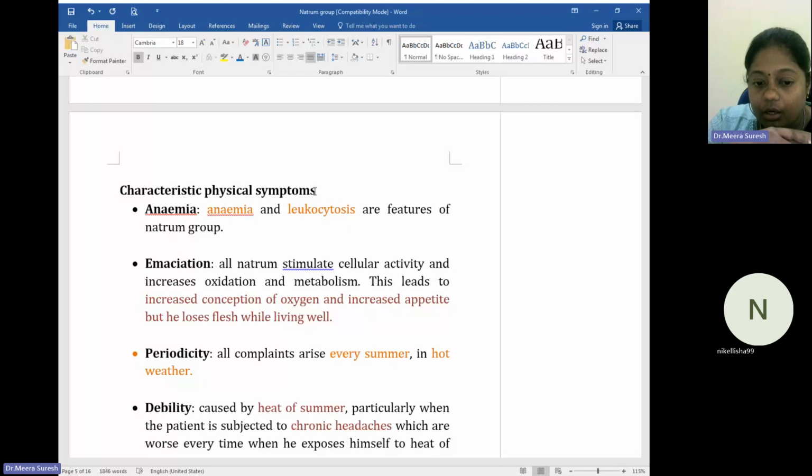Emaciation is the other. All natrums stimulate cellular activity and increase oxidation and metabolism. So this leads to increased consumption of oxygen and increased appetite also, but he loses flesh while living well. And in natrium, this losing flesh is more prominent in the region of the neck. This is used for differentiation. Clinically, I wouldn't say it is that important, because you may get a hypothyroidism patient without emaciation in the neck region, but with other features of natrium. You don't have to stick to it like that.